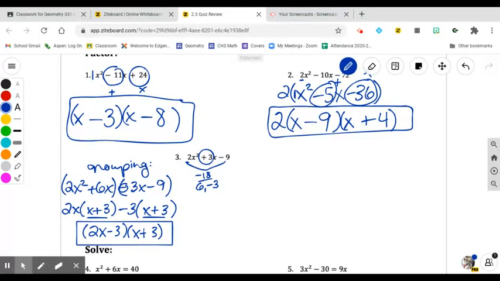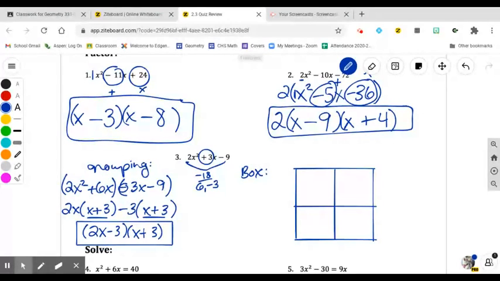Okay, and then over here I'm going to do the same one but using box. For box, the first step is still the same, remember. You multiply the first and the last, and think about numbers that multiply to that number and add to the middle number. Your first term goes here in the top left. Your last term goes in the bottom right. The 6x and the negative 3x go here and here. Remember, where you put them doesn't quite matter. These two are interchangeable. Either spot would work.